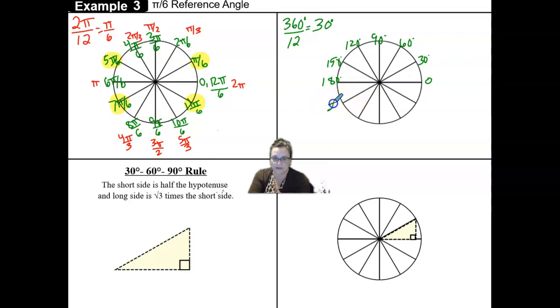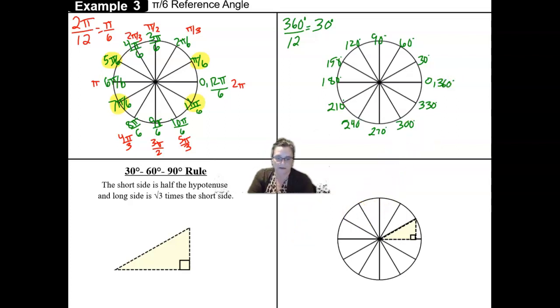7 times 30 is 210. 8 times 30 is 240. 9 times 30 is 270. 10 times 30 is 300. 11 times 30 is 330. And then 12 times 30 is 360, which gets us one full rotation in the counterclockwise direction.